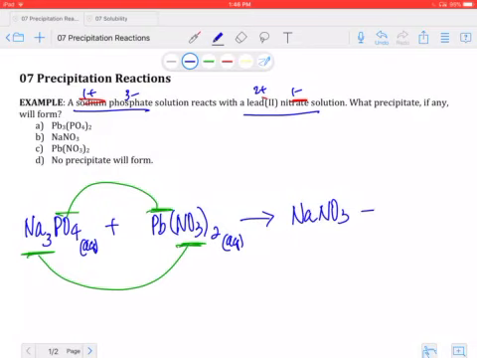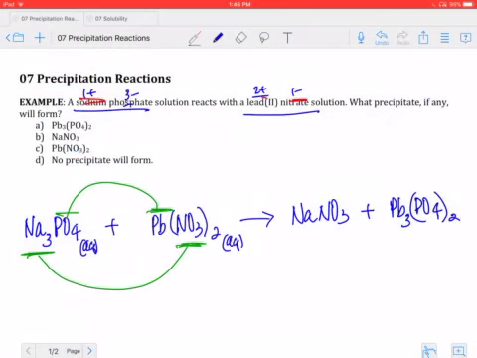Then we'll look at the other 2 we're going to pair together. Our lead was a 2 positive and our phosphate is a 3 negative. So when I write these out again, I have lead, we have the phosphate, and then I'm going to flip those charges. So the 3 goes with the lead and the 2 goes with my phosphate. So we've just taken our exchange reaction. I have my two reactants that were provided to us. We come up with the products by taking the cation from the first, combining with the anion from the second. That's our first product. And then our second product is cation from the second, anion from the first, and that would be our second product.